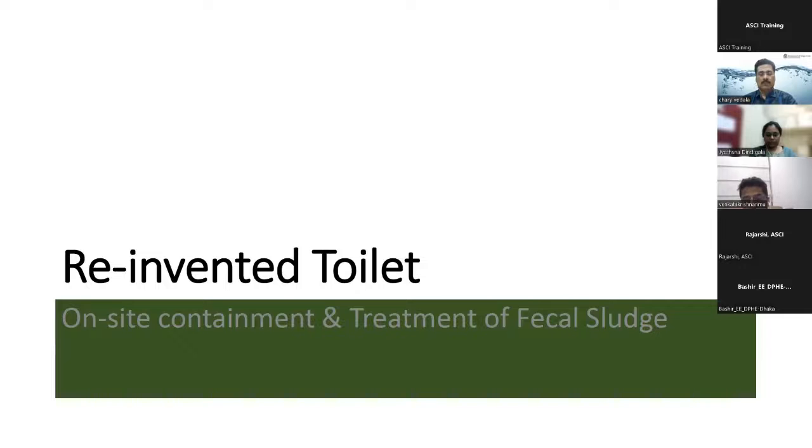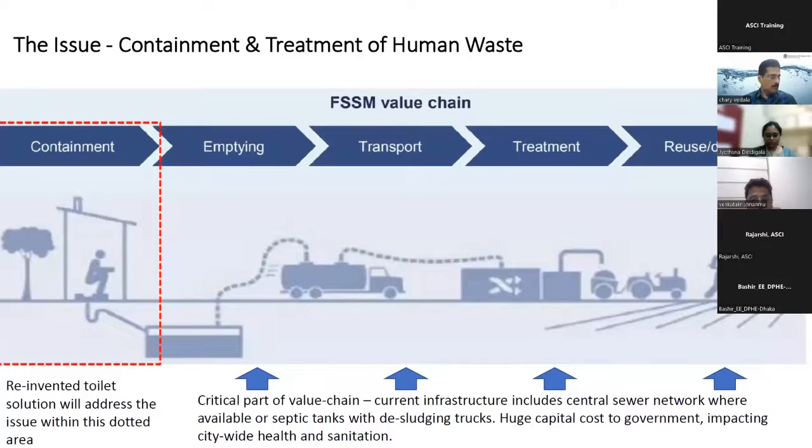So that is the ultimate vision, ultimate dream. We'll see a few configurations in this presentation, but there is a path to getting to that, and we'll talk about that during the course of this presentation. So as you can see, the FSSM value chain. I think many of us might have seen this.